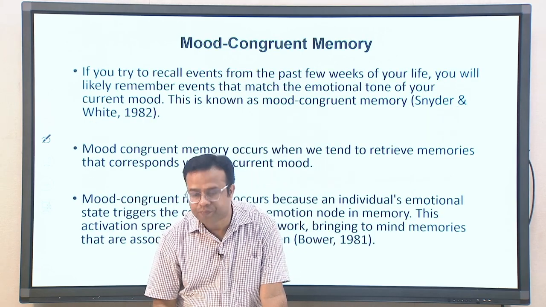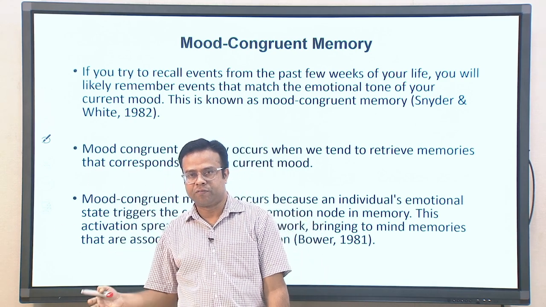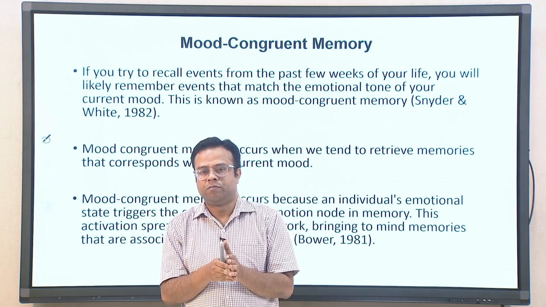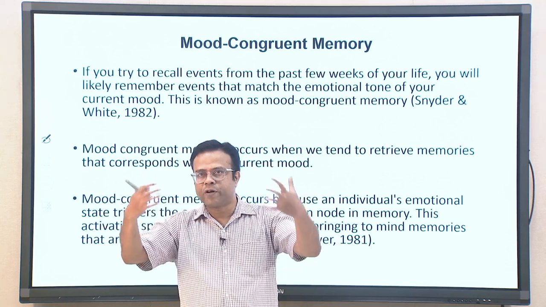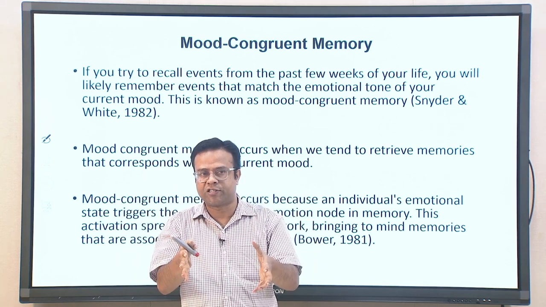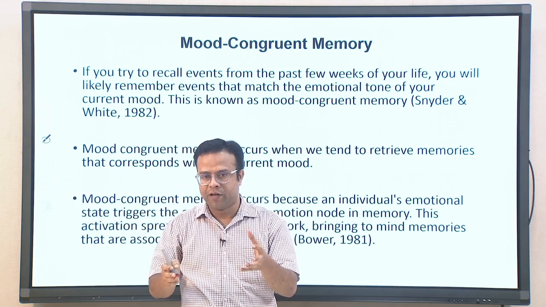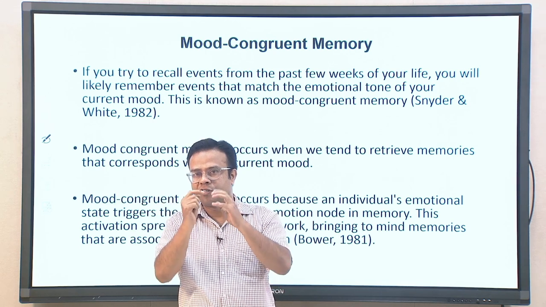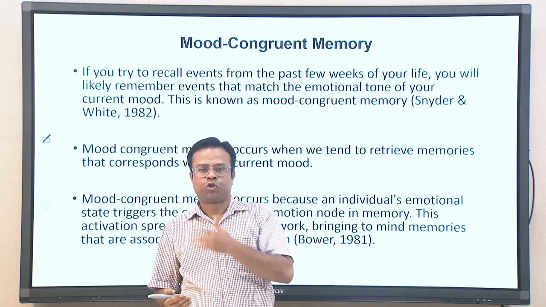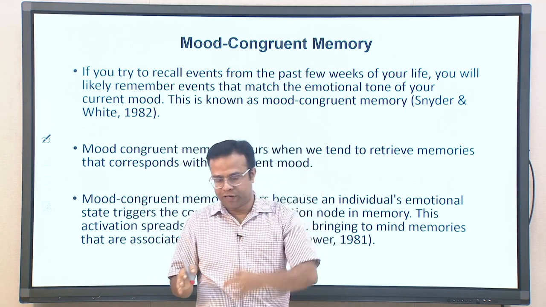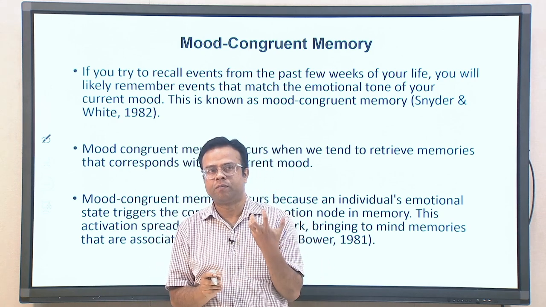Now, let us talk about mood congruent memory. In the last lecture, we talked about mood congruence as a general phenomenon, in terms of general emotions, where your current emotional state can influence diverse cognitive aspects. Here we will specifically talk about how this mood congruence impacts our memory functioning. So, this is similar to that; let us see what mood congruent memory means, what we are more likely to remember.